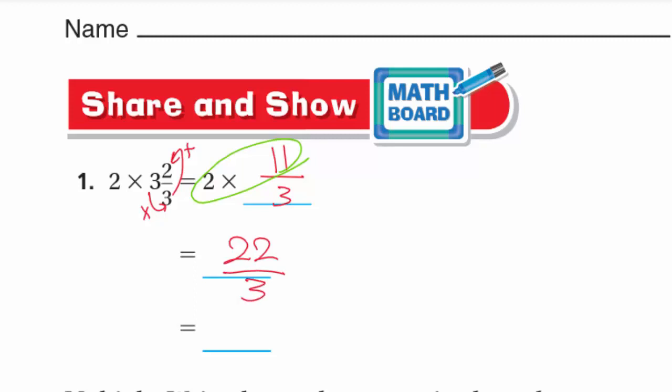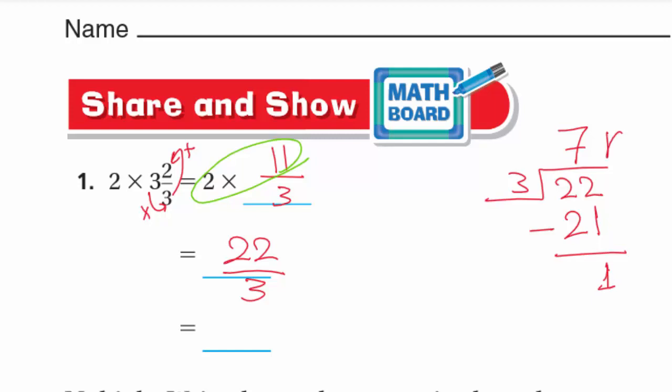Now we need to turn the 22/3 into a mixed number. So we can use long division. 22 divided by 3. 2 divided by 3, it can't. So 22 divided by 3. How many 3's are in 22? We have 7. 7 multiplied by 3 is 21. Now subtract. Now we'll have 1 as a remainder.